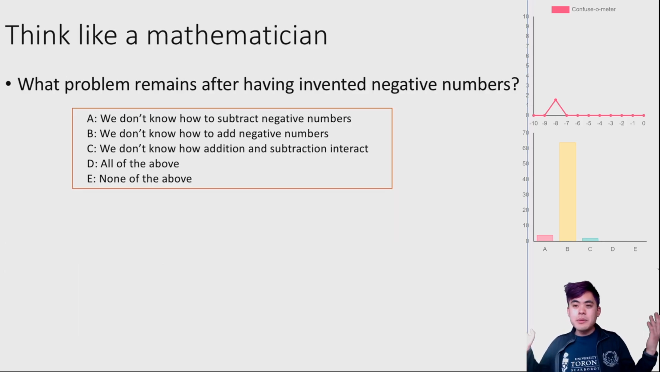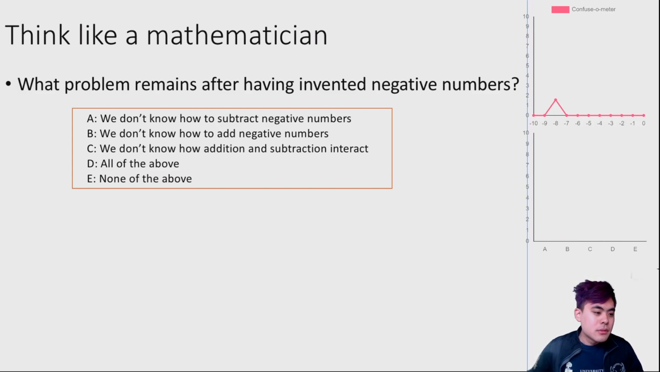So, what problem remains after having invented negative numbers? Is it that we don't know how to subtract negative numbers? We don't know how to add negative numbers? We don't know how addition and subtraction interact? All of the above or none of the above?